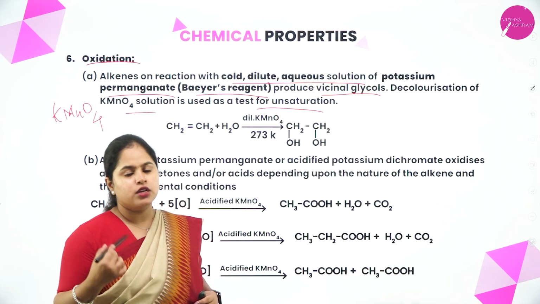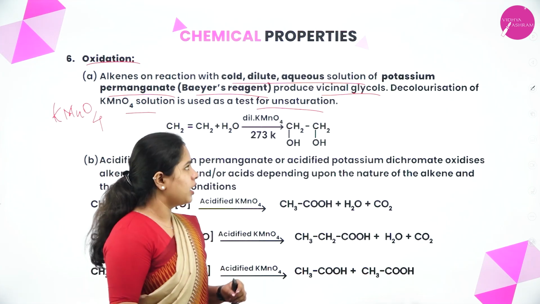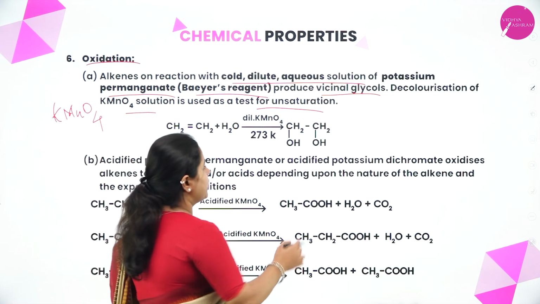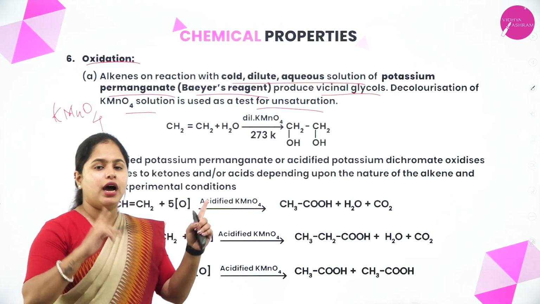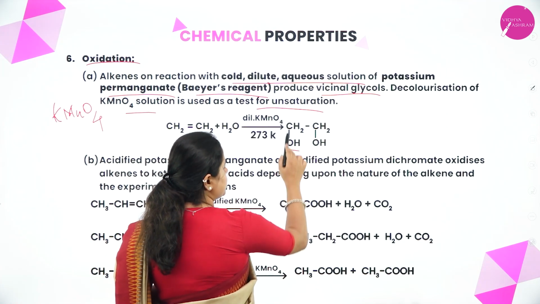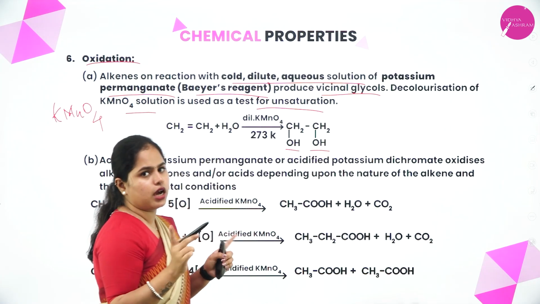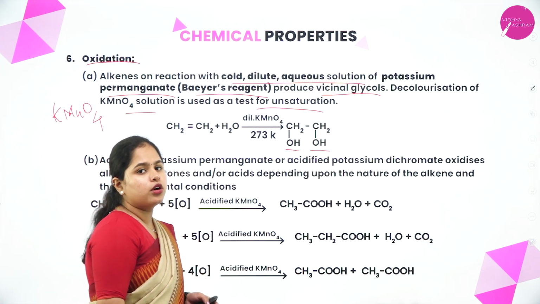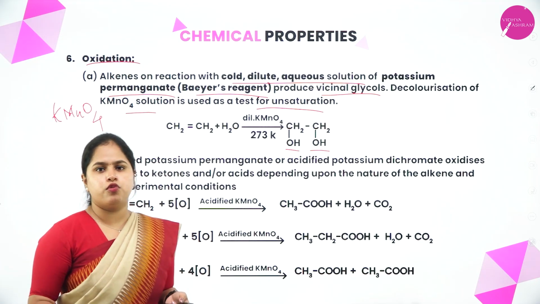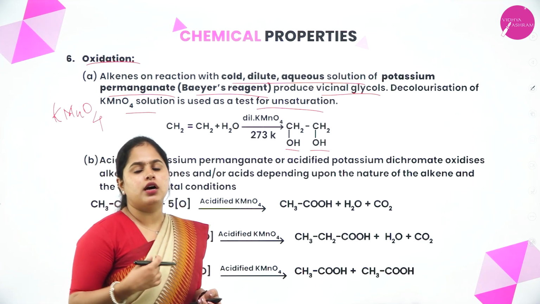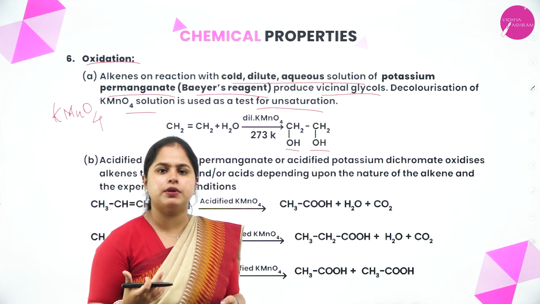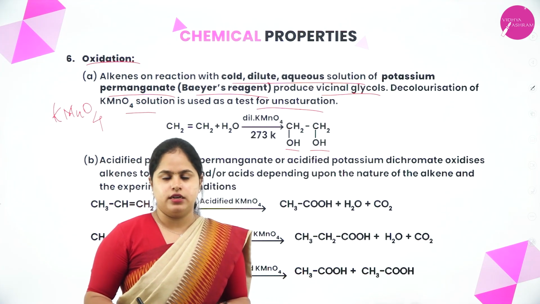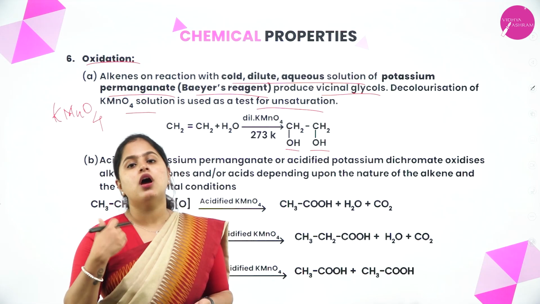Even that is important. So what is the product you are going to get here? Vicinal glycols. Okay, I've already taught you what is vicinal and geminal, right? Vicinal means the reagent that you are adding goes on adjacent carbon atoms. So as you can see here, one OH on this carbon atom, one OH on this carbon atom. On adjacent carbon atoms you will get the reagent. So that is vicinal glycols. One more important point is decolorization of KMnO4 solution. What happens to the color? KMnO4 solution has a purple color. Once this reaction happens, the color of the KMnO4 will be discolored. This is used as a test for unsaturation.